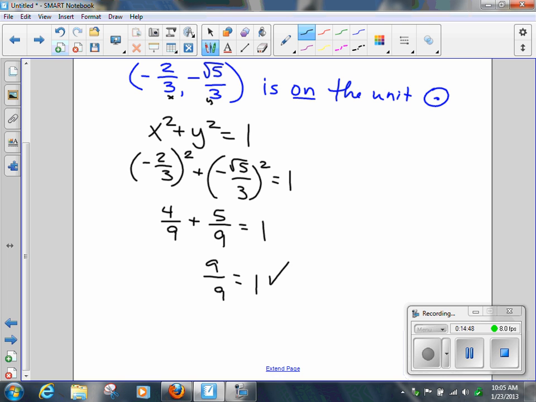So you just did a proof without doing a proof. Sometimes you may have to do that. Why? Because we're adding or subtracting fractions.